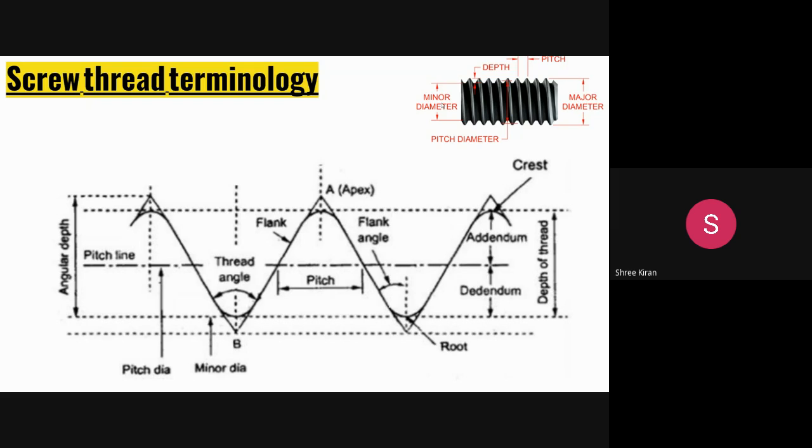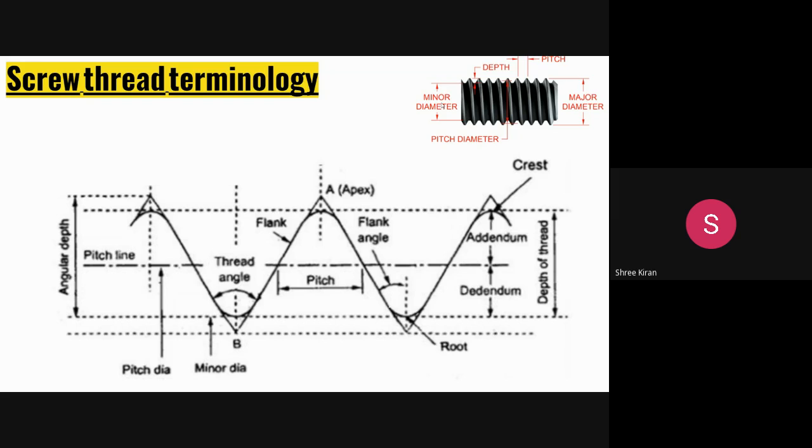That bounds the root of an external thread or crest of an internal thread. It is the smallest diameter of the screw thread. In the previous case, it was the largest diameter of the screw thread, while in the case of minor diameter, it is the smallest diameter of the screw thread. So that's what happens with respect to the screw thread.